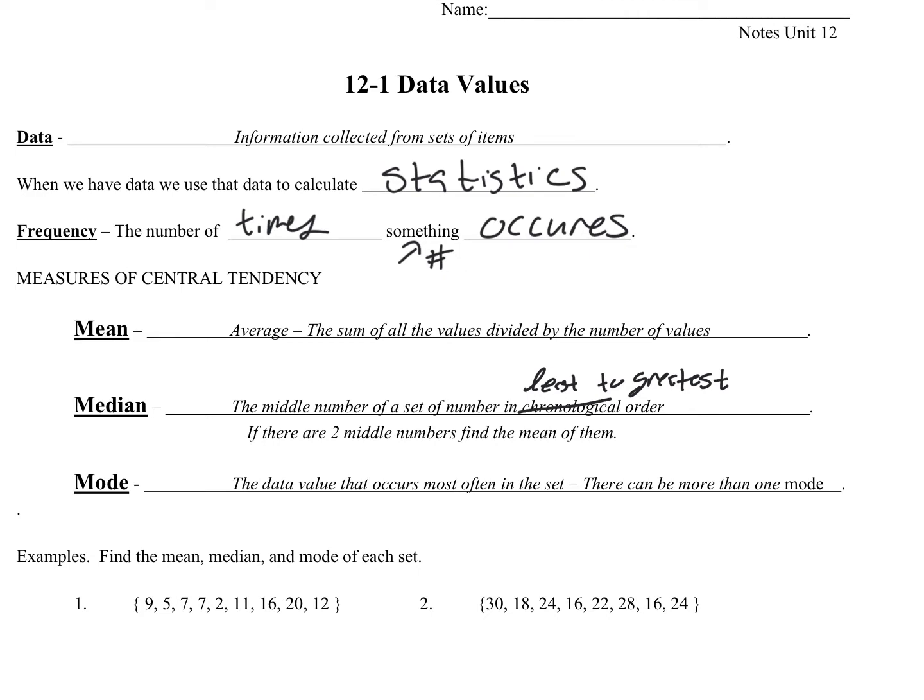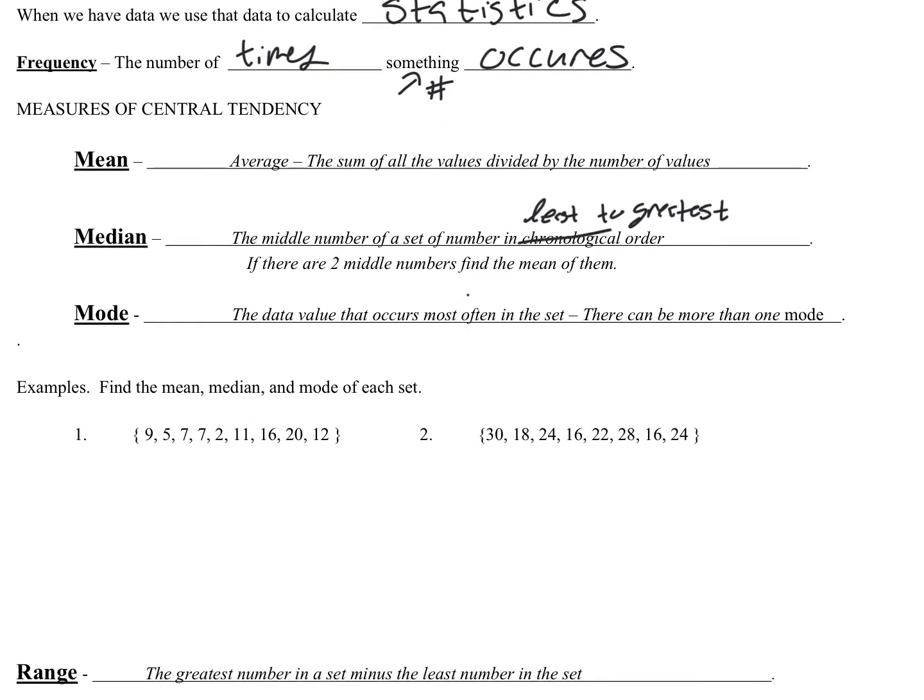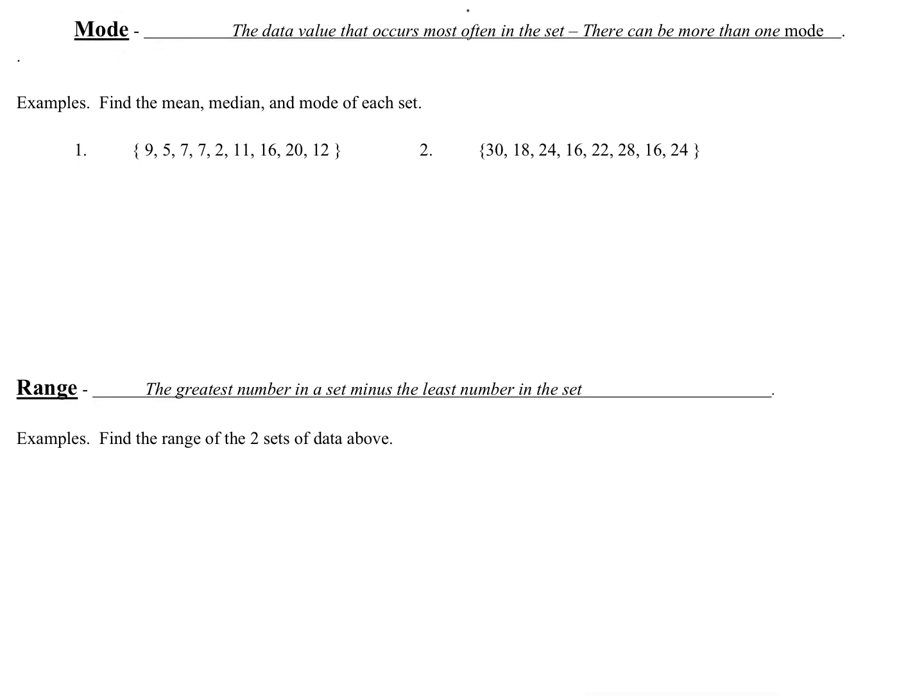If there happen to be two middle numbers, we simply find the average or the mean of them in order to represent our median. The mode is the data value that occurs most often in the set, and we could say is the most frequent. And there can be more than one mode, and there can also be no mode. So we're going to take a look at a couple of data sets and find all of these different values.